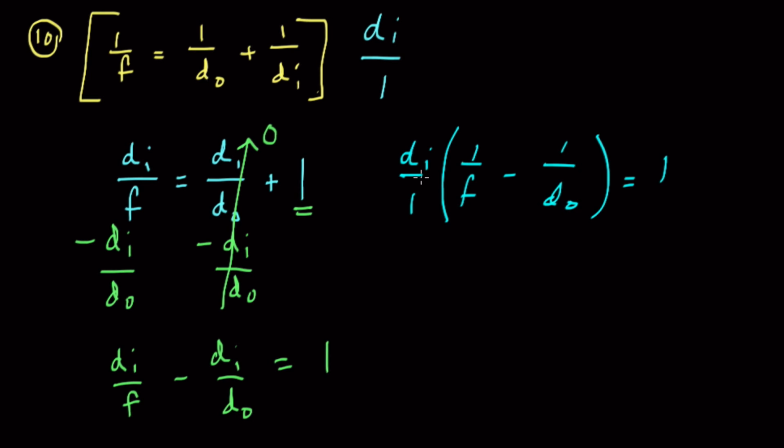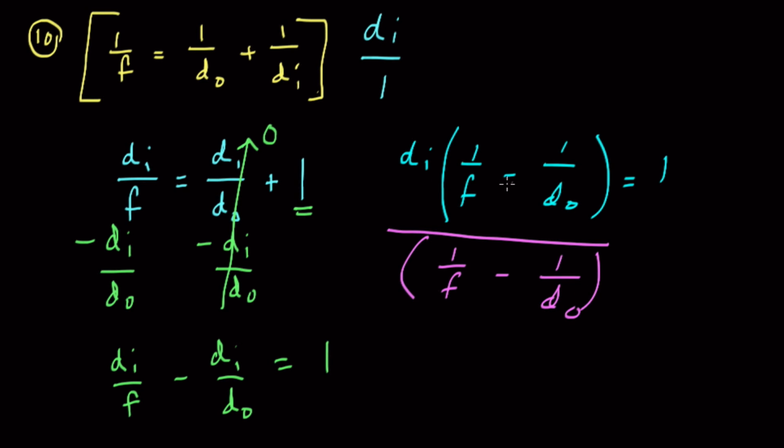Now I want di by itself. So how do I get di by itself? I'm going to divide out this expression in parentheses here, and it's quite an expression, but let me divide it out. 1 over f minus 1 over do. And this is just a product, di times this thing in parentheses. So if I divide by this thing in parentheses, even though it looks like a big mess, it really just is 1. 1 over f minus 1 over do divided by 1 over f minus 1 over do is 1, just like 5 over 5 is 1.